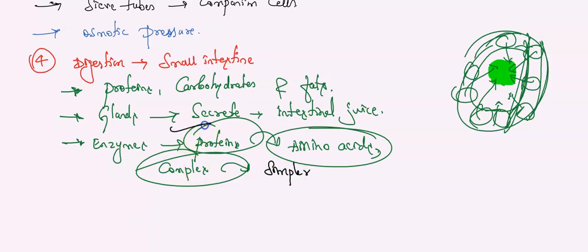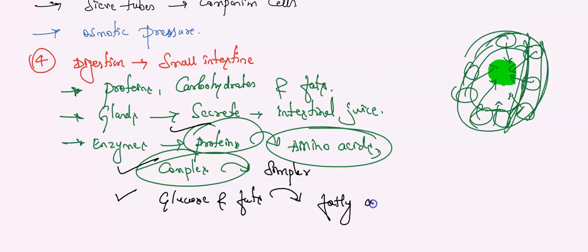See, first action is proteins into amino acids. Second, complex hydrocarbons into simpler hydrocarbons. Next, glucose and fats into fatty acids and glycerol. Fatty acid and glycerol. Got it? Is this clear?